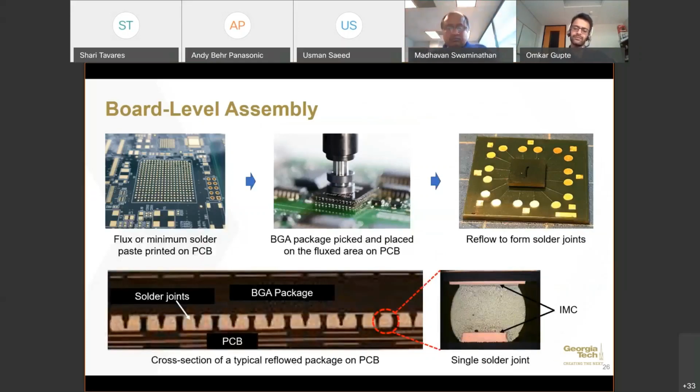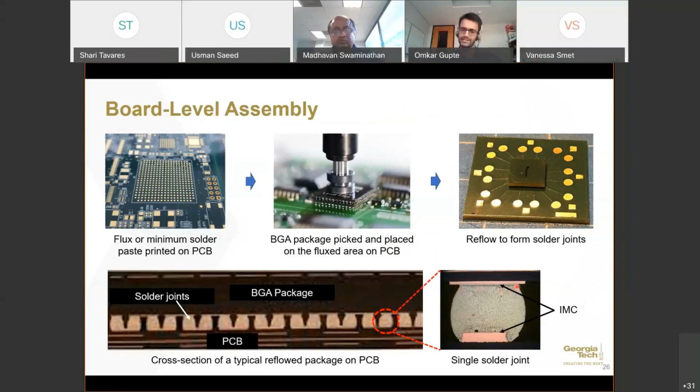Right. So the intermetallics, as I said, will depend on the surface finish that is used. For example, if a nickel gold or ENIG surface finish is used on the package side, we will end up forming a nickel-tin intermetallic, Ni3Sn4, here. And if an OSP is used on the PCB, then it will typically be a copper-tin intermetallic, primarily Cu6Sn5 here. So this is a representation of what the joint would look like, but the intermetallic formed would typically be based on what surface finish is used.